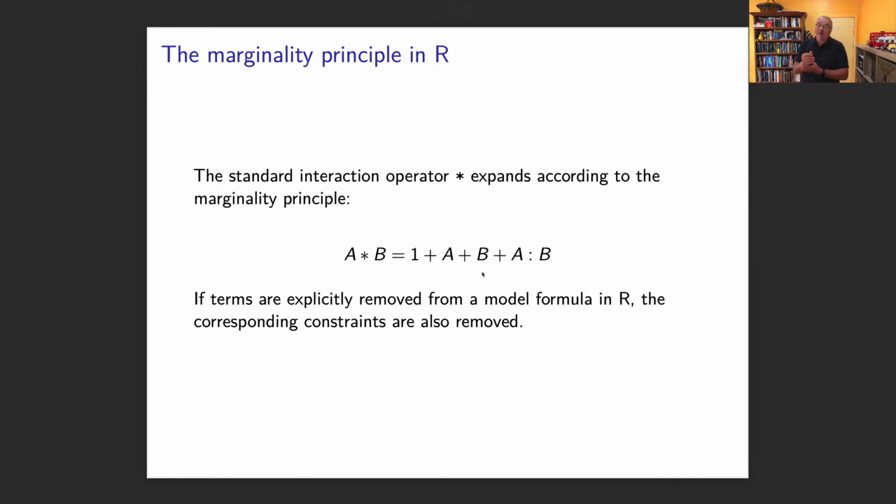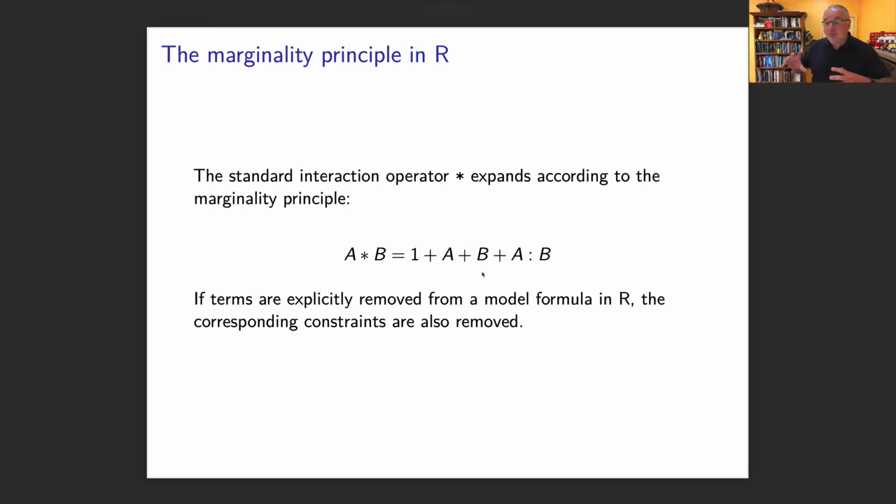Now, you don't often have to think about this. R will do it for you most of the time. So for example, if I do A star B, it will automatically go, oh, you want an interaction, so I'll have everything you need up until and including that interaction. So you get 1 plus A plus B plus A:B, where A and B are your main effects, 1 is your intercept. So as soon as you do that, it takes that into account.